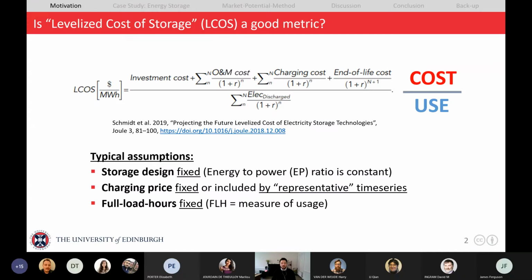So we're starting today with costs. There's a cost figure here, which you can see on the screen. It's a levelized cost approach specific to storage, and it's similar to the levelized cost of electricity, which many of you may be familiar with in terms of generators. But for storage, it's also quite similar. All the discounted costs are summed up and divided by a usage factor. What usually comes into this cost factor are assumptions about the storage design, which is often fixed. Then there's also a charging price, which is fixed, or sometimes represented in time series, and also some assumptions of full load hours.